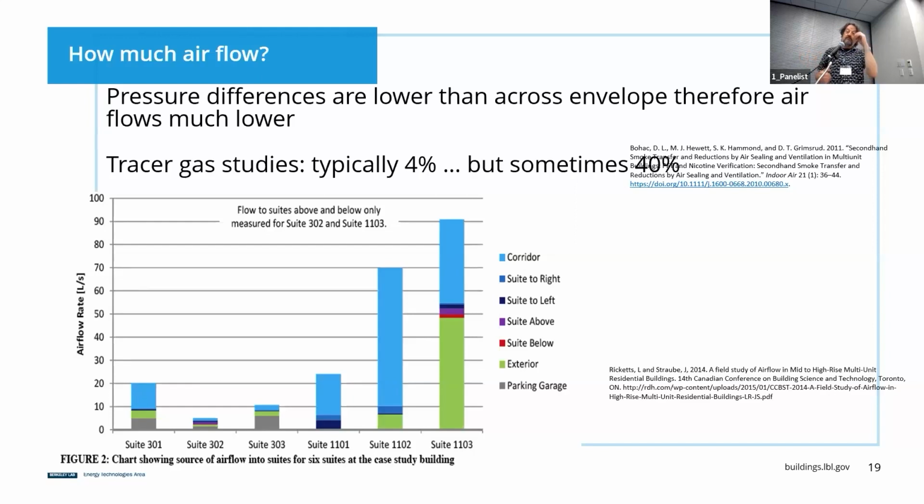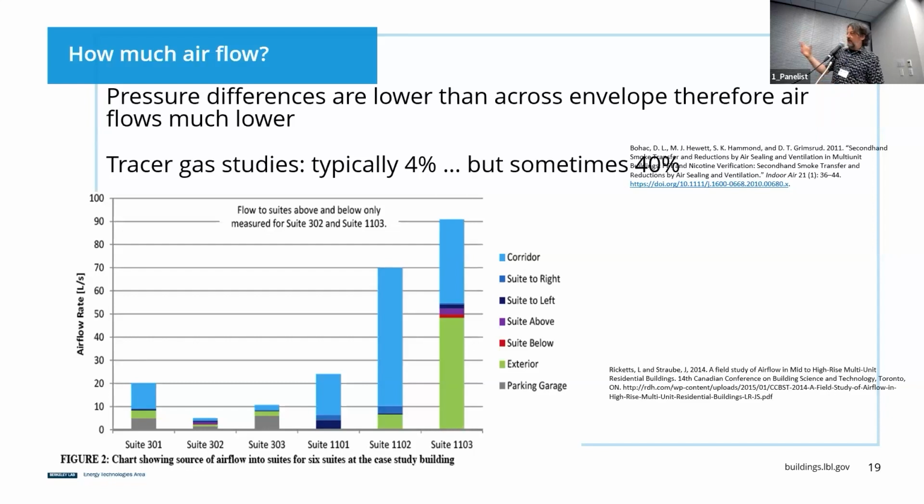And what we find, probably not surprisingly, is that if you measure the pressure differences across these interior partitions, they're almost always much lower than the pressure differences between inside and outside. So even if we have the same leakage to the inside as to the outside, the flows are very different. They're much, much lower indoors than outdoors for the same leakage. And some people have tried to measure that using tracer gas experiments to actually measure the airflow. Not many studies have done it, I have to say.